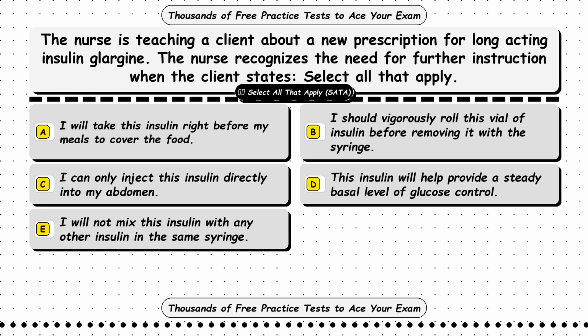Question 107. The nurse is teaching a client about a new prescription for long-acting insulin glargine. The nurse recognizes the need for further instruction when the client states: select all that apply. Option A, I will take this insulin right before my meals to cover the food. Option B, I should vigorously roll this vial of insulin before removing it with the syringe. Option C, I can only inject this insulin directly into my abdomen. Option D, this insulin will help provide a steady basal level of glucose control. Option E, I will not mix this insulin with any other insulin in the same syringe.